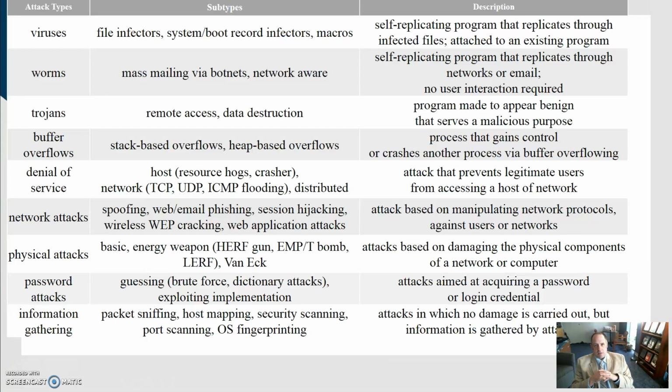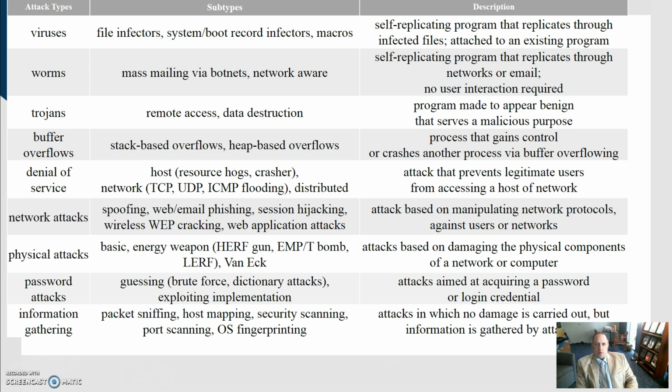Worms, in contrast, are self-replicating programs that replicate through networks or emails, and you don't need any user interaction. It's just something that, if you think of how a worm plows through the dirt, worms can plow through cyberspace without any connection, without any user interaction. And botnets and network software are strategies or subtypes, I should say, of worms.